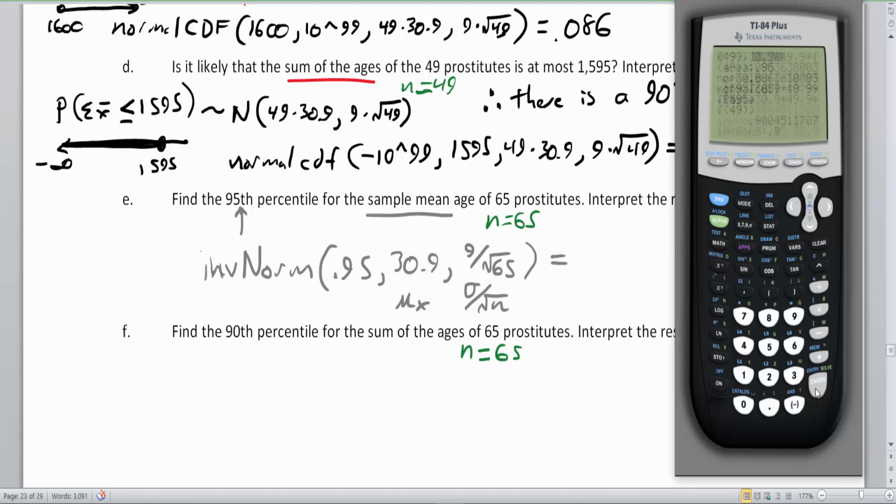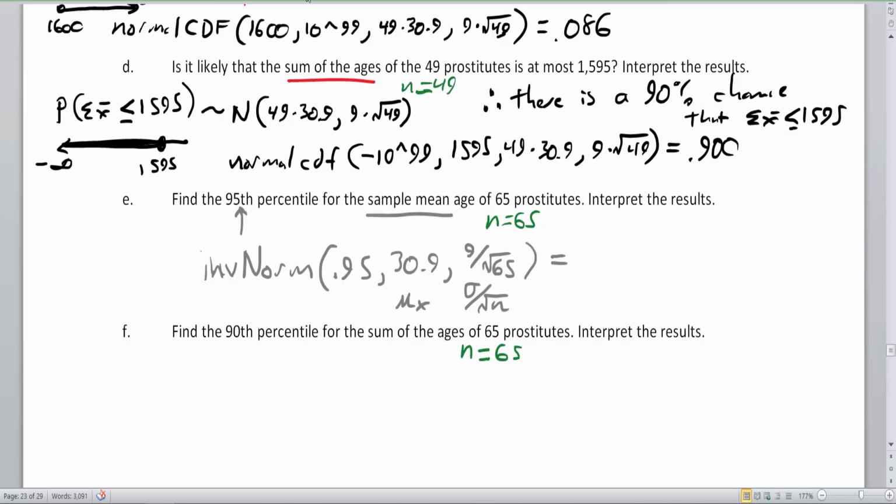And hit enter, paste, and this gives us that age that would give us the sample mean average at the 95th percentile. So that answer was 32.7. So 32.7 is our age at the 95th percentile. Which means that only 5% are older than this and 95% are younger than this.